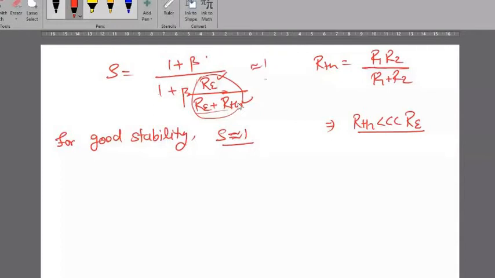Yes, sir. The resistance RE must be much greater than RTH for higher stability of the potential divider bias circuit.